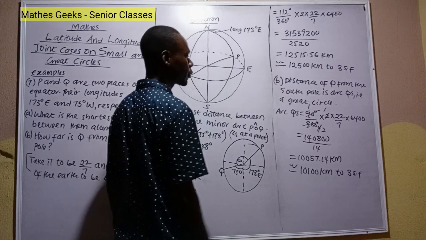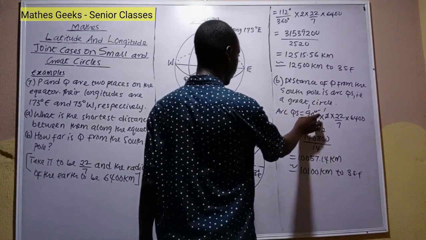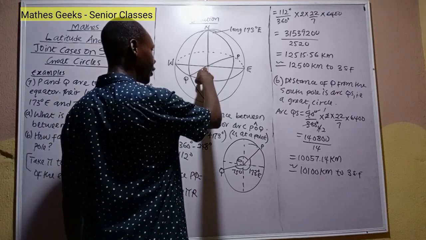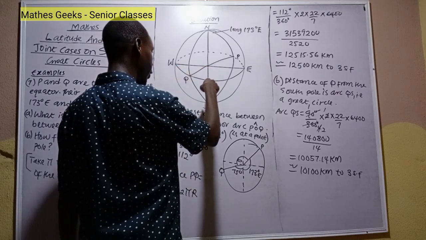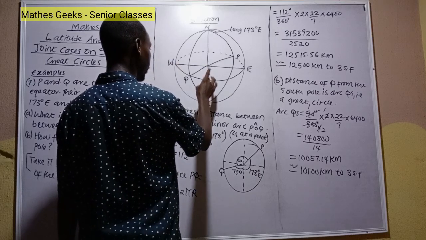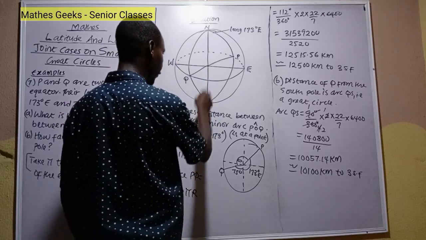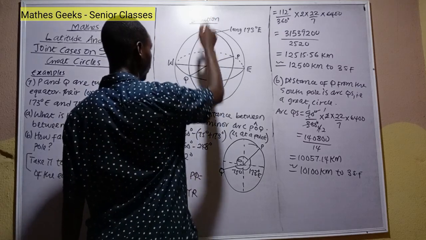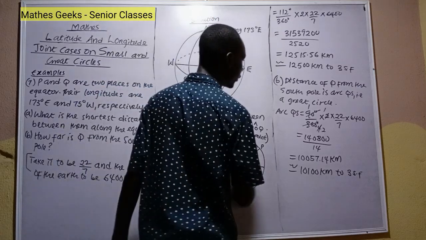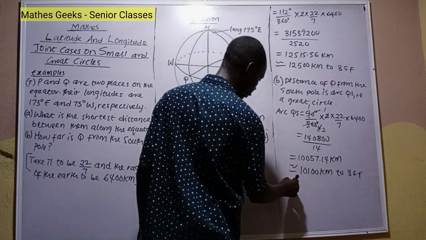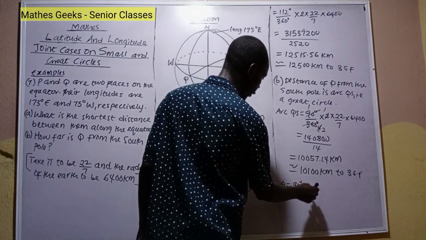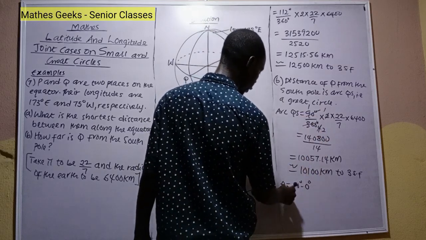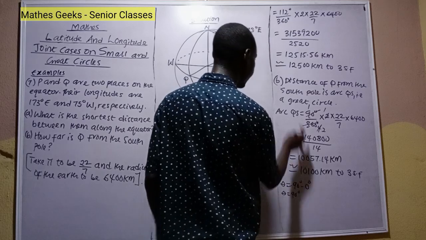And let me just state that the reason why the angular difference is 90 degrees is because Q is on the equator, and the equator is a line of latitude equivalent to 0 degrees, while the South Pole is 90 degrees. From the equator down to the South Pole is 90 degrees. From the equator up to the North Pole is also 90 degrees. So the angular difference theta is 90 degrees minus 0 degrees, which is the difference in latitude. So theta is equal to 90 degrees.